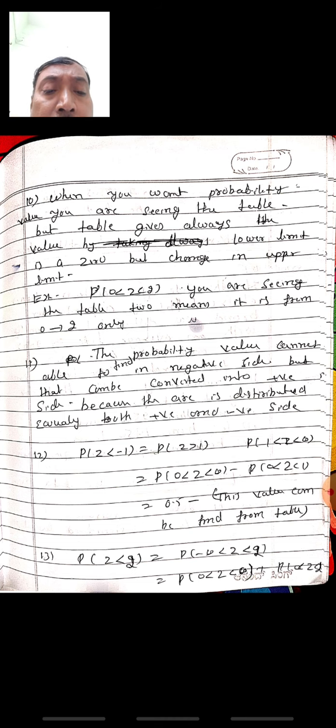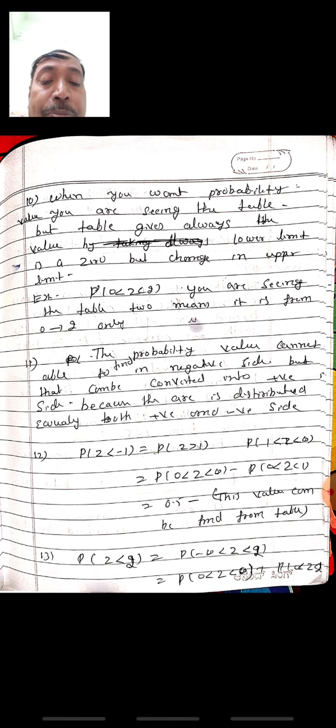Sorry, there is one more point, probability. The probability value cannot be found on the negative side, but it can be converted to the positive side. This is because the area is distributed normally, since it is a bell-shaped curve. Bell-shaped means that if you draw a midline, the area will be distributed exactly on both the left-hand side and the right-hand side. Because of that, it can be converted to the positive side, since the area is distributed equally on both the positive and negative sides.